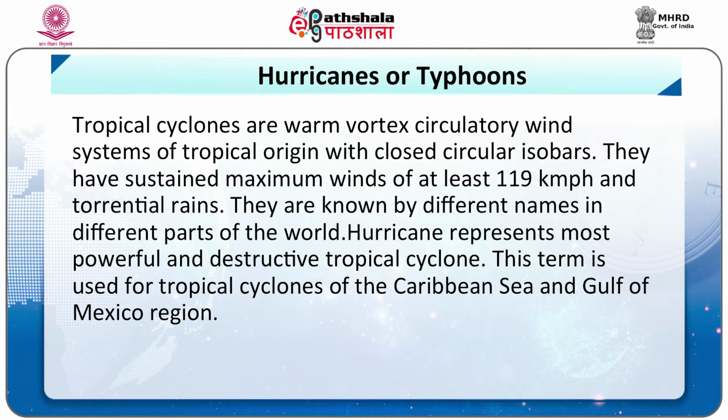Tropical cyclones are warm vortex circulatory wind systems of tropical origin with closed circular isobars. They have sustained maximum winds at least 119 km per hour and torrential rains. They are known by different names in different parts of the world. Hurricane represents most powerful and most destructive tropical cyclone. This term is used for tropical cyclones of the Caribbean Sea and Gulf of Mexico region.